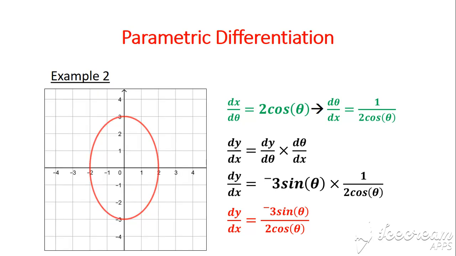Coming back to what the graph looked like again, it's this oval, and we could use the gradient formula to find the gradient on the curve at any point.